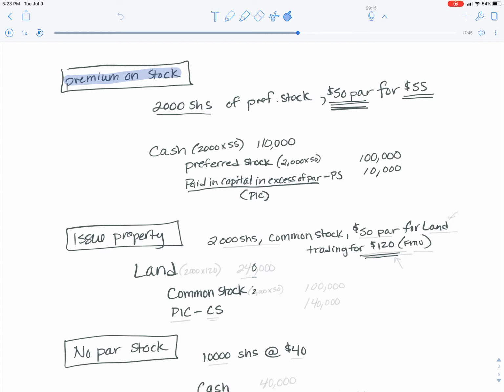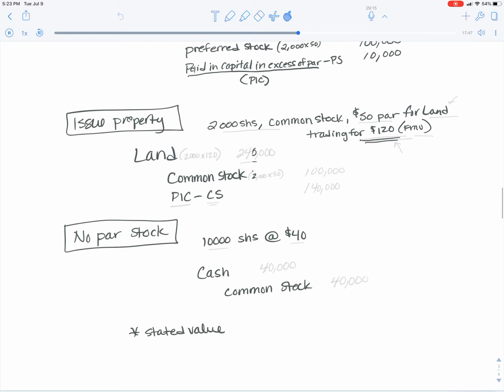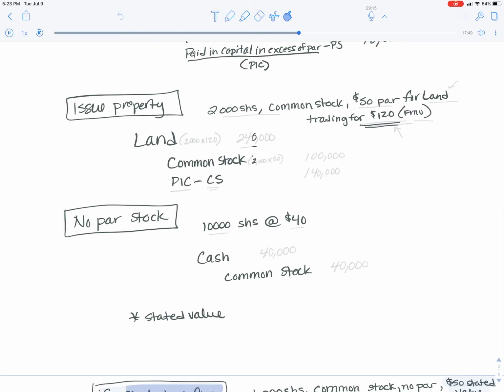So we might issue stock for land or equipment instead of cash. When you see that, what you want to do is figure out the value of the property you received. It's almost like you know how much cash you got, but how much value in the property did you get? Here we have 2,000 shares of common stock that we issued. It has $50 par printed on the certificate, and we got land in return instead of cash, and that land is worth 120.